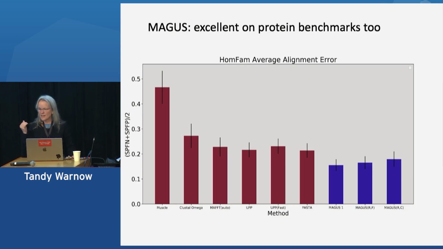Protein benchmarks, this is no longer simulated. This is protein. This is from HumFam. These are a bunch of different methods here. This is muscle, clustol omega, MAFT, UP, which is a method I'll tell you about in a bit. Here's pasta, and here's the MAGUS methods. So MAGUS is just doing well on simulated data and on biological data. Okay?